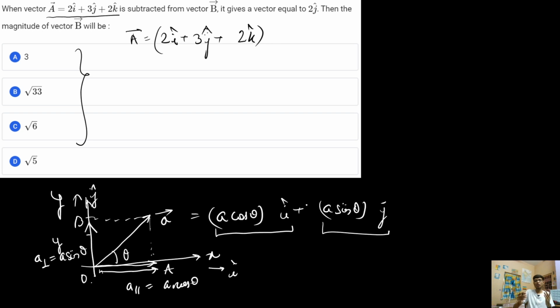In this fashion also a vector can be represented, and this topic will be clear when we study the components of a vector in the upcoming classes. Okay, now let us solve the question.